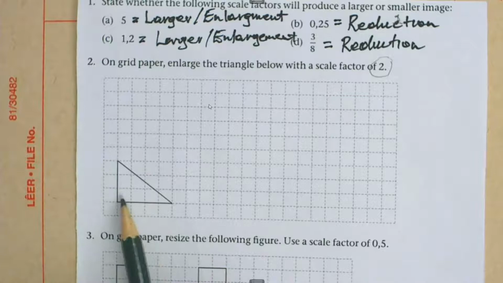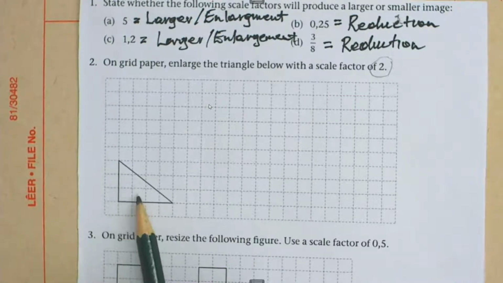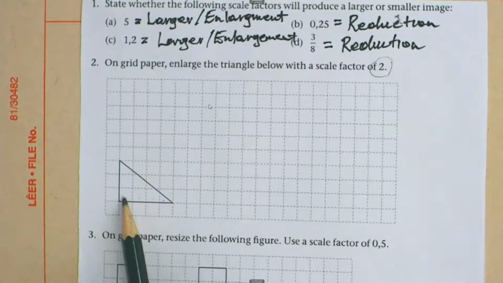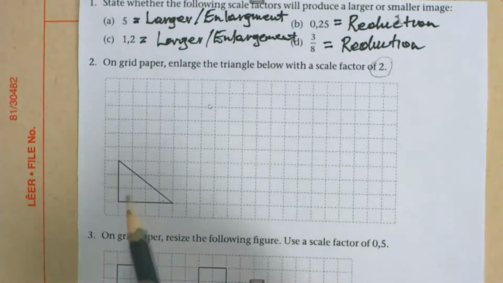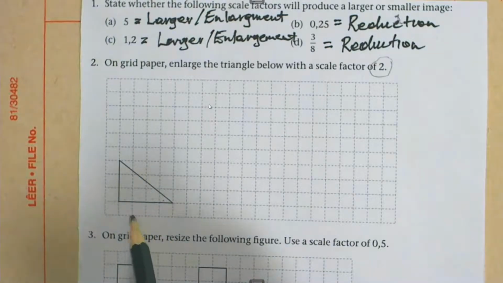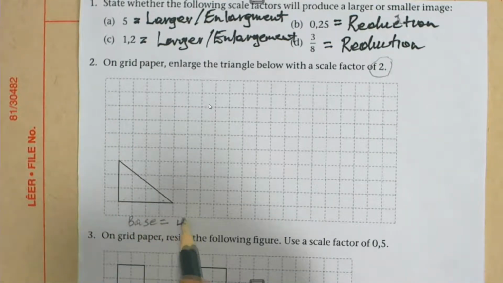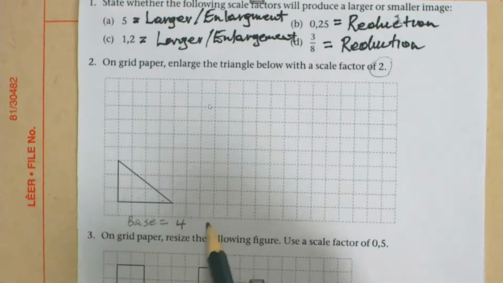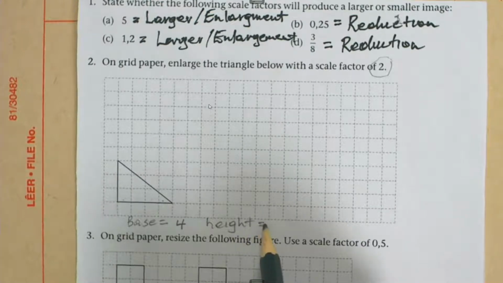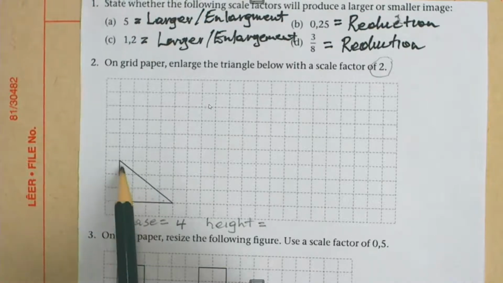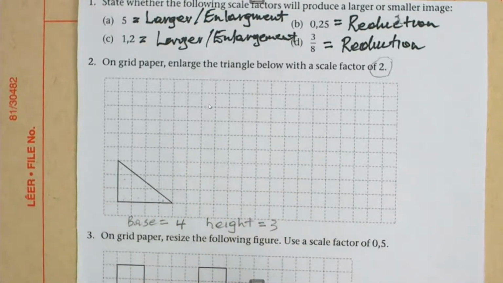Now here, let us take the base. The base is 1, 2, 3, 4 blocks, almost 4 because this one is not a full block, but we'll count it as full. So it will be 4 blocks. Now it means that the base is equal to 4. Now the height is equal to, let's check the number of blocks in the height, 1, 2, 3. So we'll say it is 3 blocks.